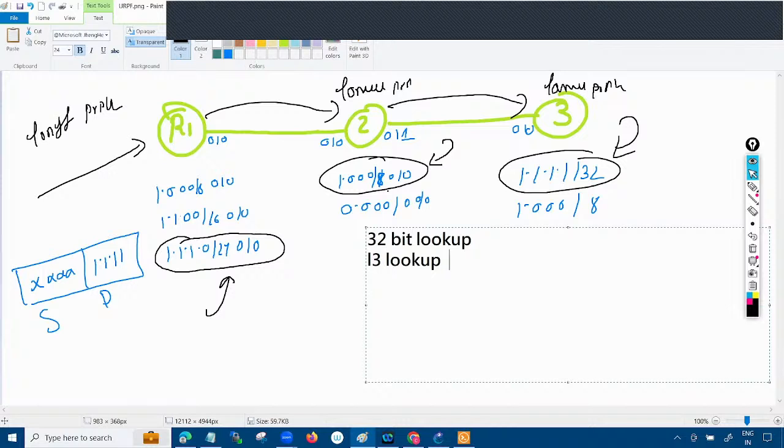L3 means what? A route must be there in your routing table. If you don't have it, you cannot send the packet. Listen to me. If you don't have it, the meaning of this line is that you cannot send the packet. Third problem, longest prefix match.